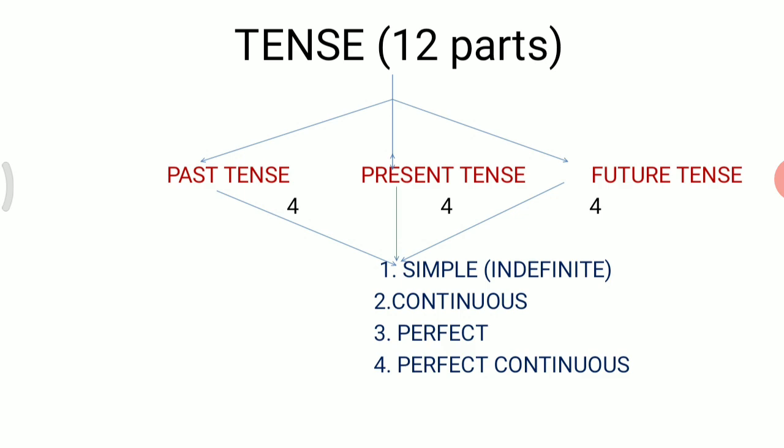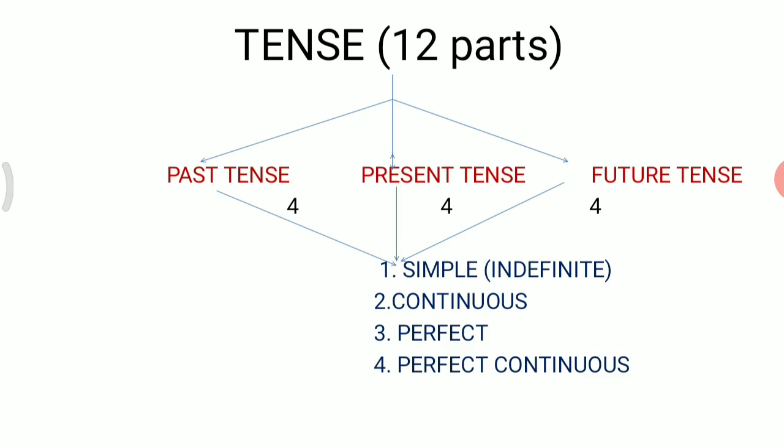Now let us try to understand how we have 12 parts of tenses. Basically children, all our major tenses, past tense, present tense and future tense, are further divided into 4 categories. First is simple, which is also known as indefinite. Second one is continuous. Third one is perfect. And fourth one is perfect continuous. Now let us try to make 12 tenses out of these.